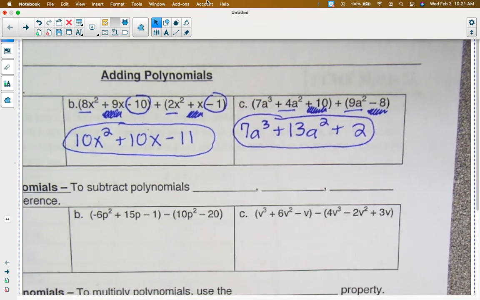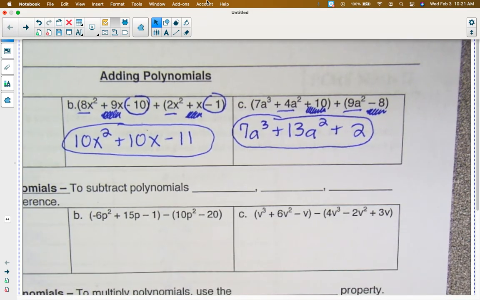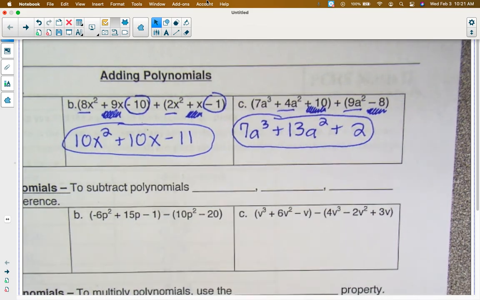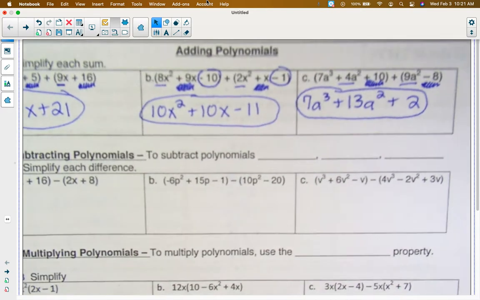So like terms: same variable, same exponent. You add those together. Do not change the exponent. You're only changing the coefficient. And the last thing that we're going to do today is subtract polynomials.